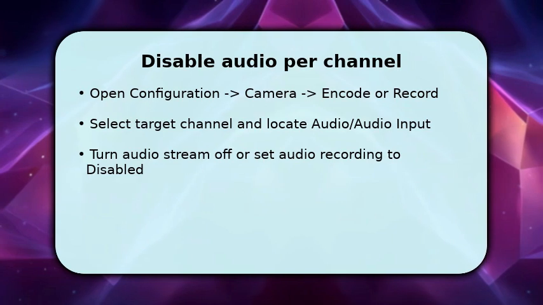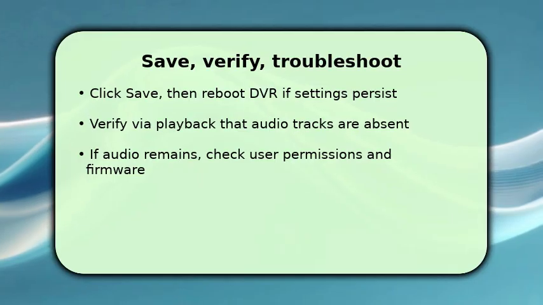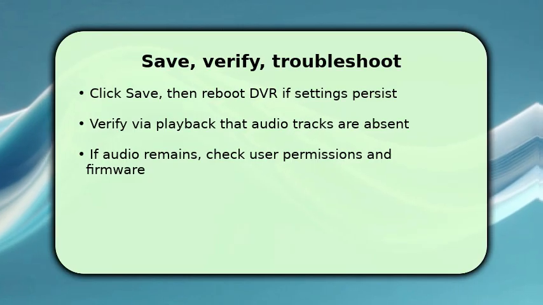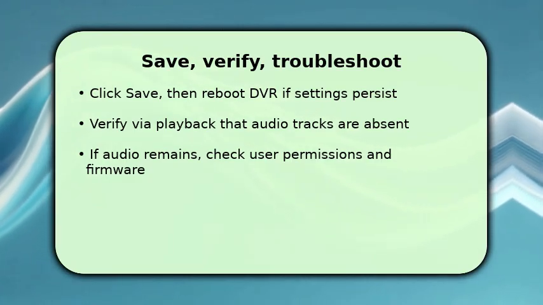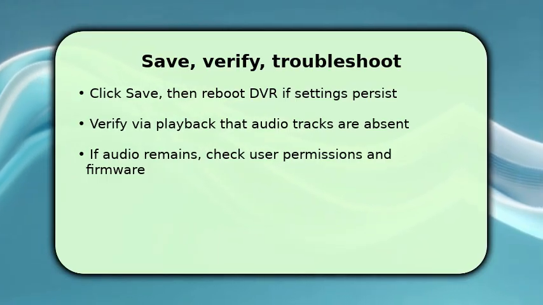Check Live View after disabling audio, then click Save and Apply. Some devices require a reboot to commit changes, so restart the DVR if you see no effect. You should verify by recording a short clip and checking playback to confirm the audio track is absent. This proves the change worked.